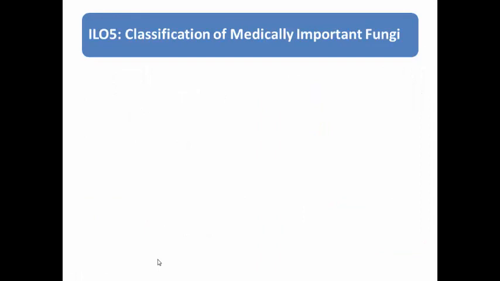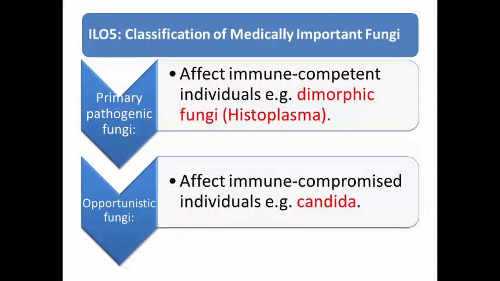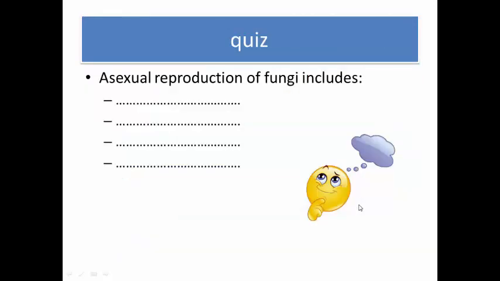Let's move to the classification of medically important fungi. We have primary pathogenic fungi and opportunistic. Primary pathogenic fungi affect immunocompetent patients, meaning the person has a normal immune system. Example, Histoplasma capsulatum and other dimorphic fungi. Opportunistic fungi affect only immunocompromised patients, like Candida, Aspergillus, and so on. Asexual reproduction of fungi includes, think. I know that you have the right answer. It's fragmentation, fission, budding, and asexual spores.